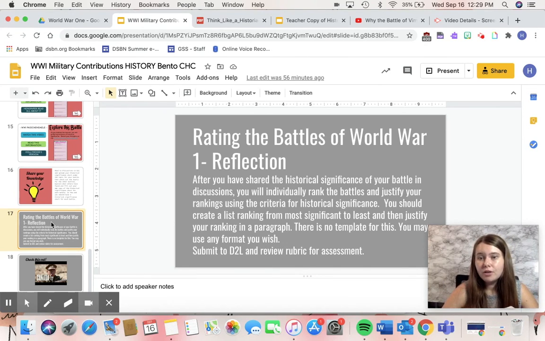After you've shared the historical significance of your battle in discussions, you will individually rank the battles and justify your ranking using criteria for historical significance. You should create a list ranking from most significant to least significant, and then justify your ranking in a paragraph. There's no template for this. You may use any format you wish. Submit to D2L and review the rubric.